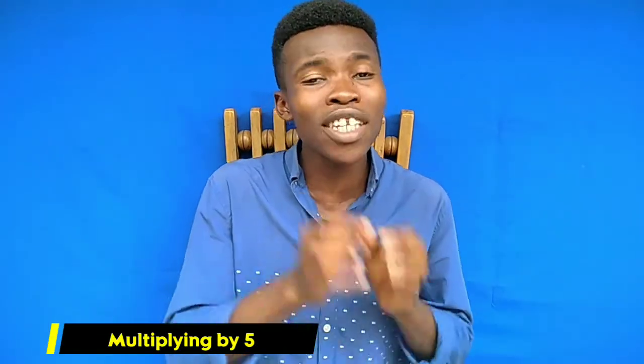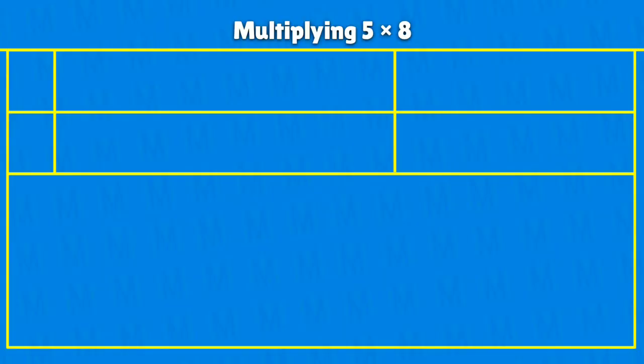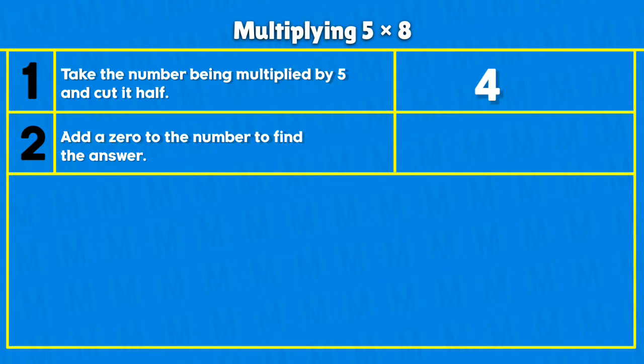Simple. Now, let's get into the multiplication world. Multiplying by 5. When multiplying the number 5 with an even number, there is a quick and simple way to find the answer. For example, multiplying 5 times 8. Follow these steps. Step 1. Take the number being multiplied by 5 and cut it in half. So, cutting it in half, you have 4. Step 2. Add a 0 to the number to find the answer. In this case, the answer is 40.